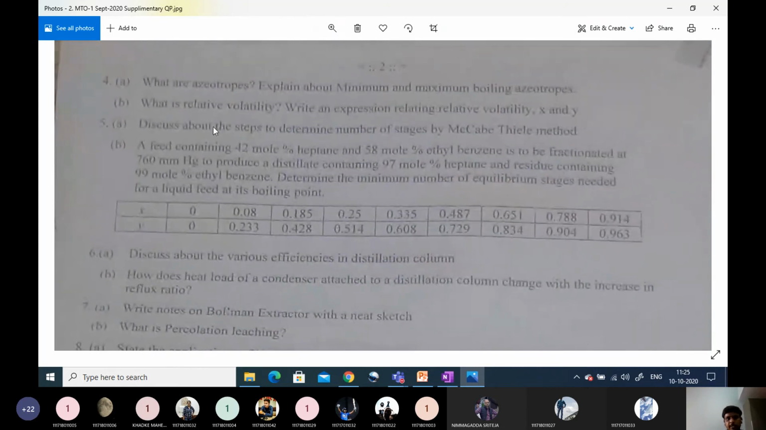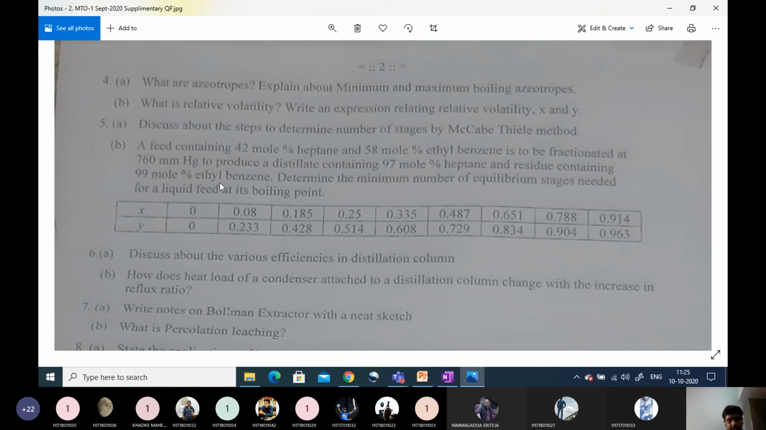If you see this problem from the distillation column, a feed containing 42 mole percentage heptane and 58 mole percentage ethyl benzene is to be fractionated at 760 mmHg to produce a distillate containing 97 mole percentage heptane and residue containing 99 mole percentage ethyl benzene. We have done a similar type of problem. From this we can identify heptane is the more volatile component. So XF is equal to 0.42. We can neglect the total pressure of 760 mmHg, not required. To produce a distillate means XD is equal to 0.97.